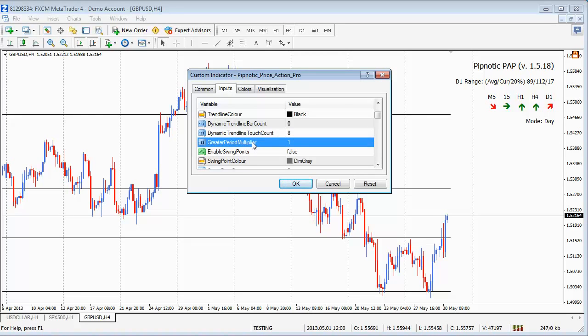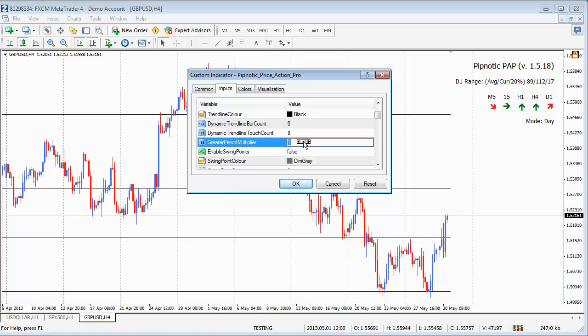And the setting just below that, the greater period multiplier, tells the indicator on which time frame, how many time frames greater, to calculate the trend line. So if we're looking at the 4-hourly chart as we are here, and if the greater period multiplier is set to 1, the indicator will look one time frame above, which is a daily chart. It'll calculate levels on this chart and draw them on the 4-hour.